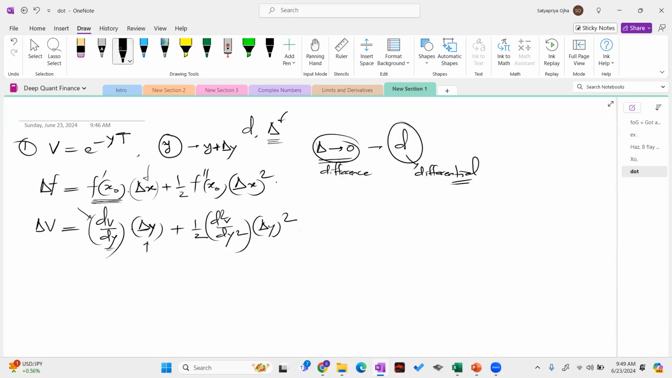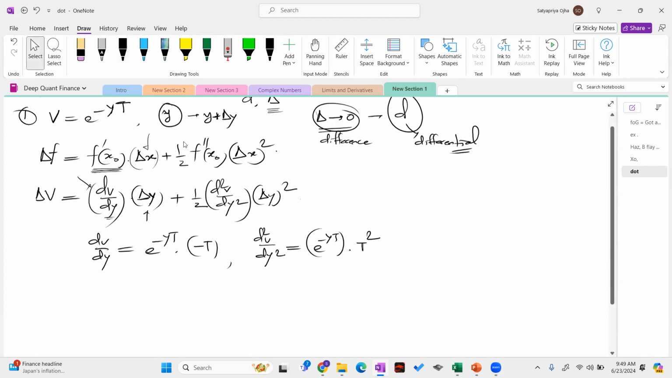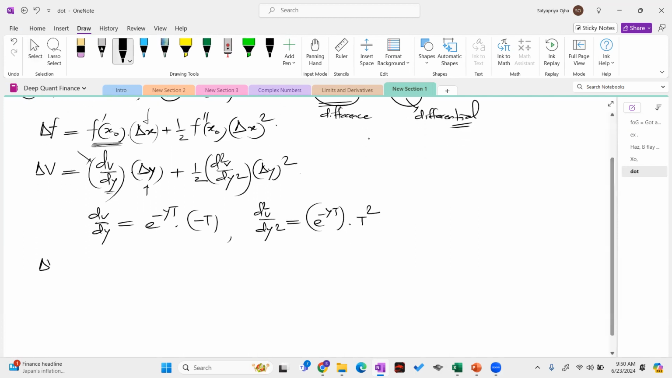All I need to do is find these derivatives. What is dv by dy? dv by dy is e to the power minus yt times minus t, and the second derivative is e to the power minus yt times minus t times minus t, which is t square. Now I just replace. Change in value of the bond price because of change in yield is equal to minus e to the power minus yt times t times delta y plus half e to the power minus yt t square delta y square.